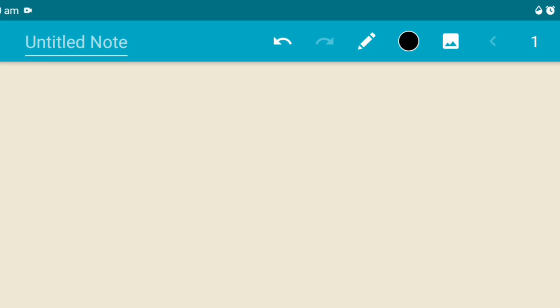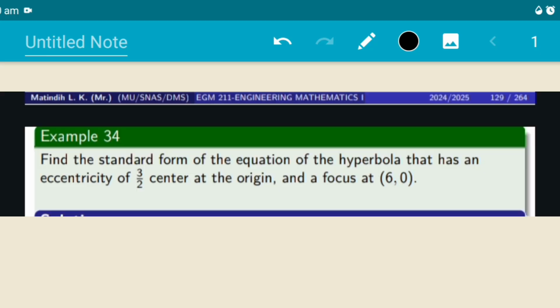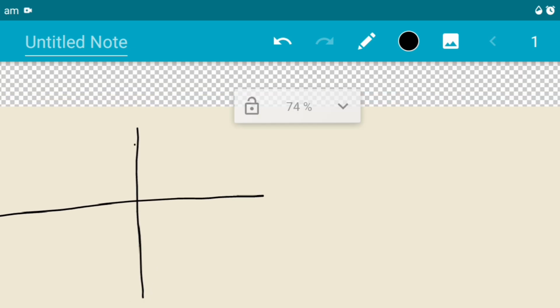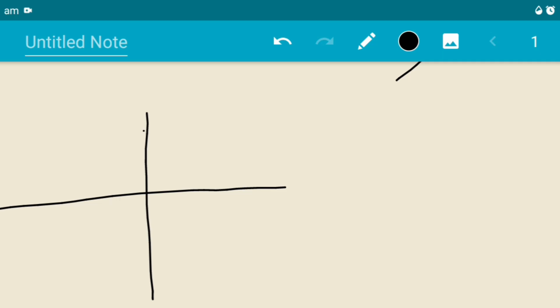So here's a question. Find the standard form of the equation of the hyperbola that has an eccentricity of 3 over 2, center at the origin, and the focus at 6, 0. Usually I like drawing the hyperbola because it makes it very easy for you to find everything they're looking for. So the focus is located at 6, 0. So that's here, positive 6, and that's negative 6, because I've said x, y. So that is negative 6 here, and then a positive 6 there. So we know that it's going to open like this.